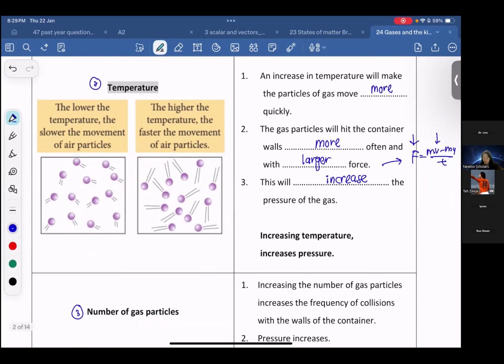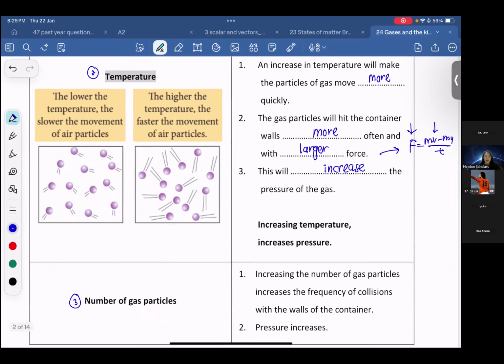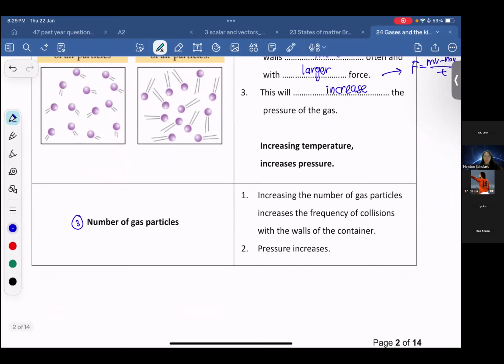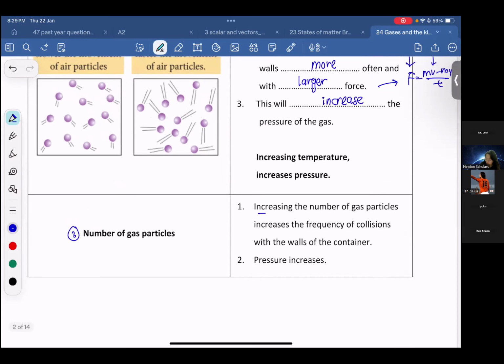Okay, then we go to the third case. Let's say volume is the same, temperature is the same, but I increase the number of gas particles. Like what I mentioned just now, we use a balloon and keep on blowing. Blowing means that you are letting the air particles go in. So when you are increasing the number of gas particles, you are increasing the frequency of collision. That means more collisions will happen.